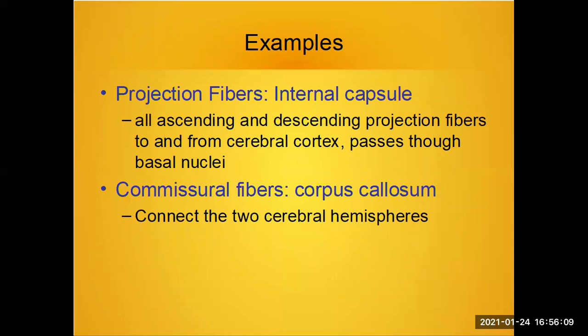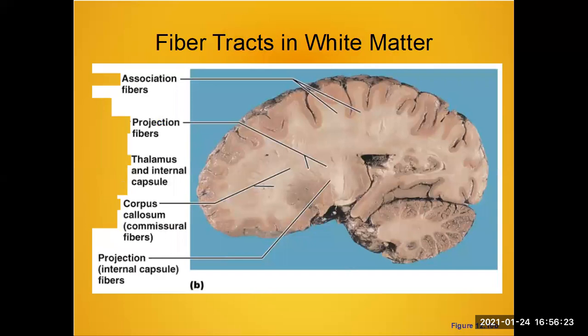Commissural fibers, corpus callosum, connect the two cerebral hemispheres. Fiber tracts in white matter. You can see association fibers, projection fibers, commissural fibers, projection internal capsule fibers.